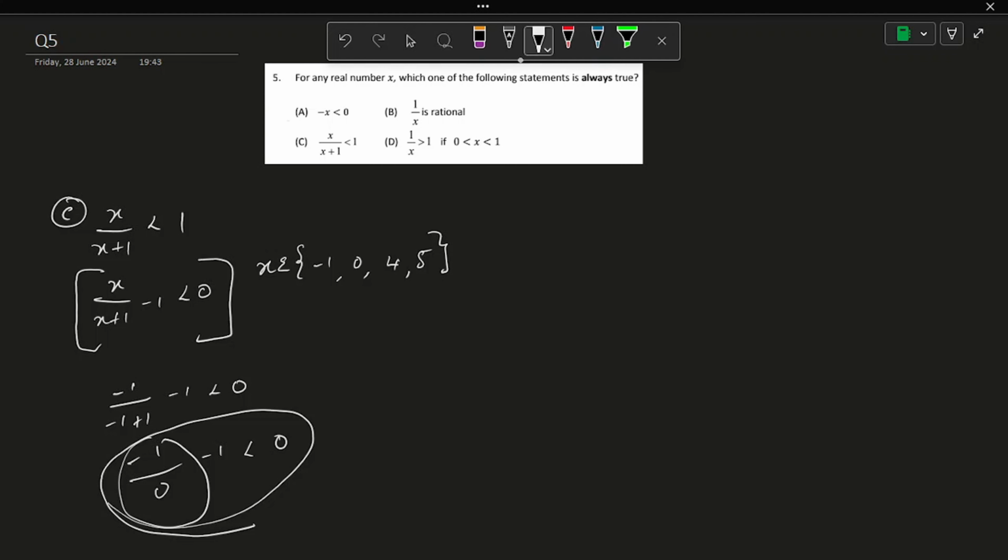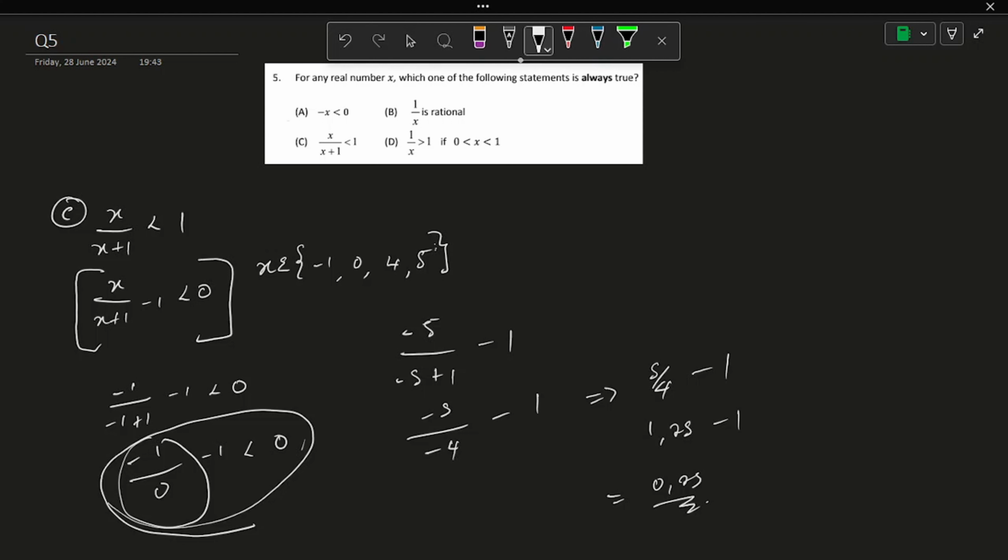And let's say we wanted to try another one. Let's try x negative 5. I know it's not in this set, but we just chose random numbers, right? So let's try x being negative 5. So in other words, let's say negative 5 plus 1 minus 1, right? So negative 5 divided by negative 4 minus 1 gives us 5 over 4 minus 1, which is 1.25 minus 1. And 1.25 minus 1 is 0.25, and 0.25 is greater than 0, which means this system is wrong.